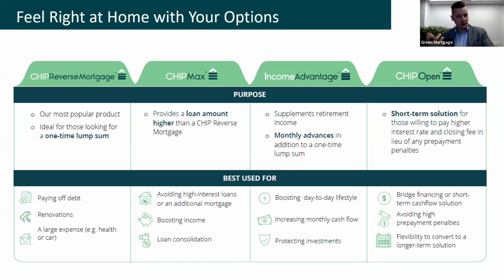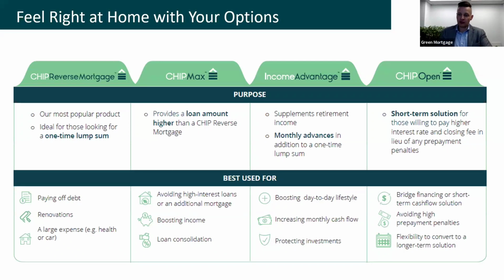The Income Advantage is really cool. It can create a supplemental income for you, so you actually get monthly advances in addition to a one-time lump sum. It allows you to boost your day-to-day lifestyle, increases your monthly cash flow, and it's a way of protecting your investments, because a lot of people eventually get to a point where they have to make a decision: I either have to start to draw on my investments and lower them down, or find another way of boosting my income or lowering my expenses. One of the ways to do this and stay in the home is to get an Income Advantage type of arrangement.